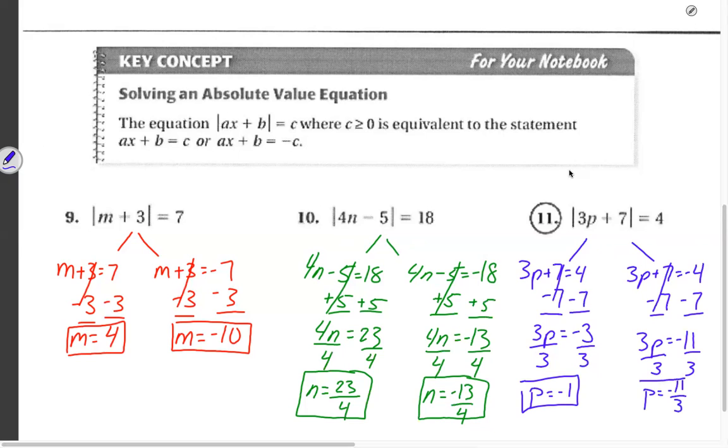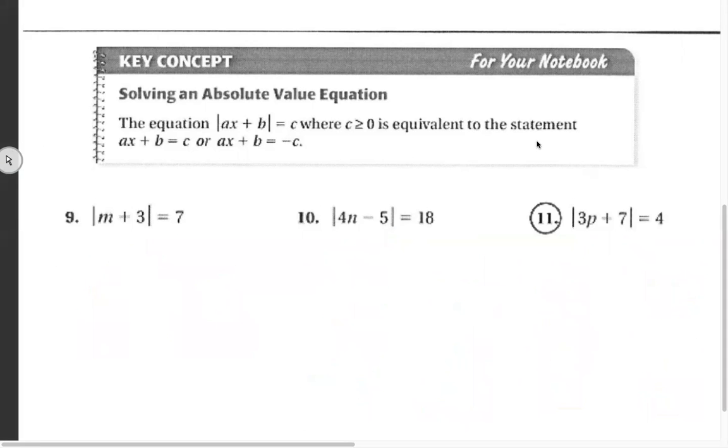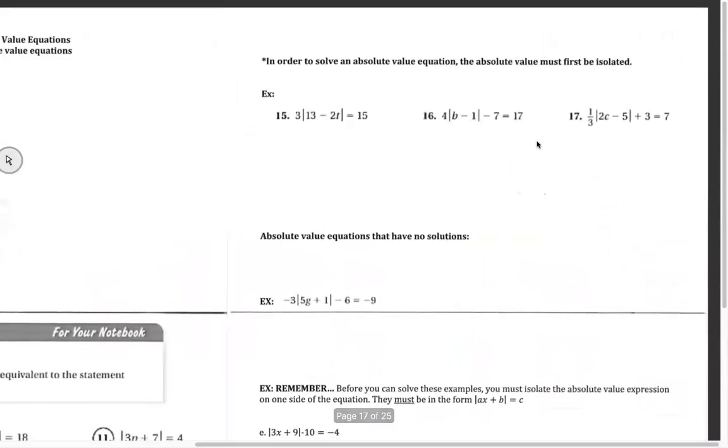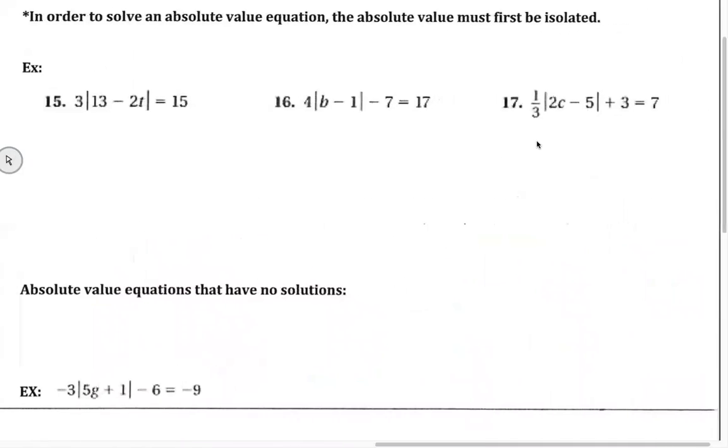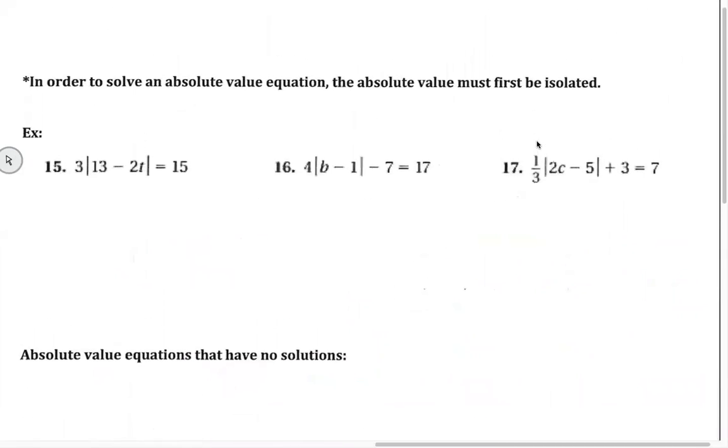Now, to recap what we did, notice in each of these cases, 9, 10, and 11, the absolute value was by itself. In each of the cases, there was nothing else going on. And that allows me to break it apart into a positive version of the number and a negative version of the number, and I go ahead and solve. Okay, and we're just going to do these 3 problems.